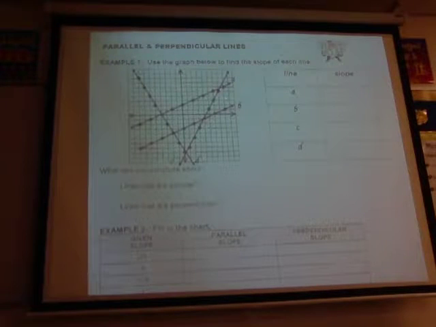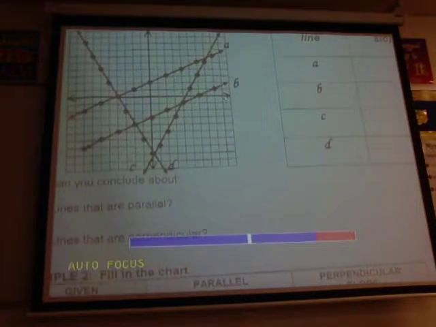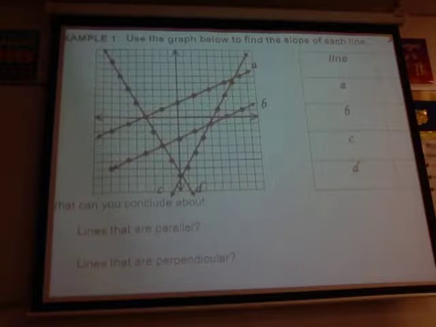All right, here we go. Okay, so to find the slope given 2 points, I don't care which ones you pick. It doesn't matter which ones you pick, as long as you reduce your fractions.